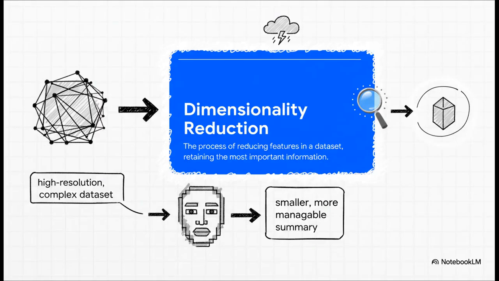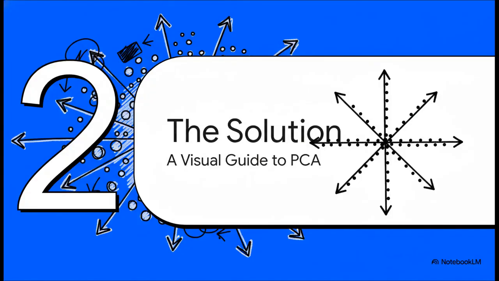So this whole process actually has a name. It's called dimensionality reduction. And you can just think of it like data compression for machine learning. We're taking this huge, complex, high-resolution data set, and we're creating a smaller, much more manageable summary that still captures the most important parts of the picture. And the most famous tool for doing this is called principal component analysis, or just PCA for short. So let's walk through exactly how it works step by step. I promise it's way more intuitive than it sounds.